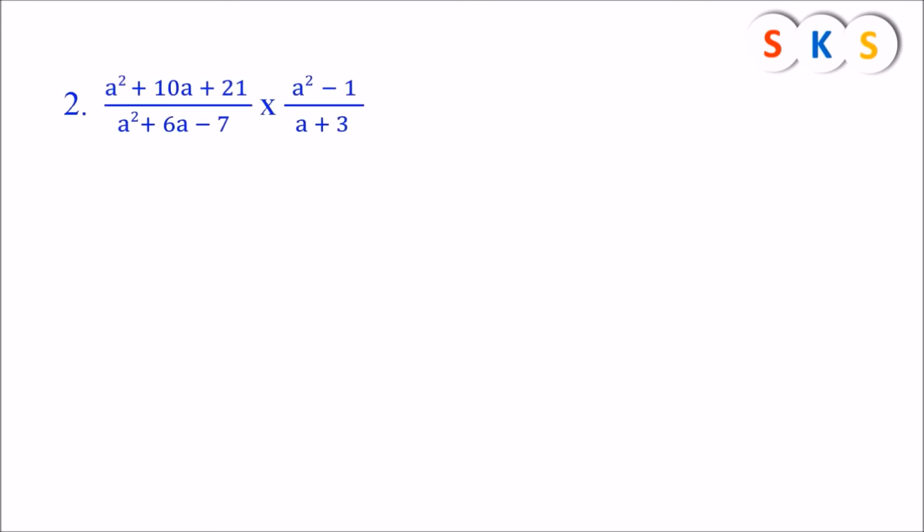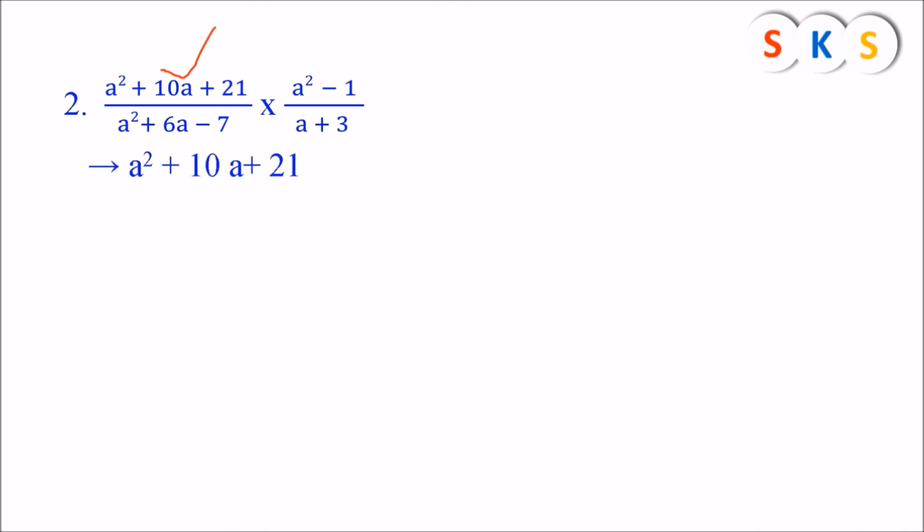Now here we have question number 2. a square plus 10a plus 21 whole upon a square plus 6a minus 7 into a square minus 1 upon a plus 3. So first we are going to factorize a square plus 10a plus 21 by splitting the middle term. Let's see how to factorize a square plus 10a plus 21.